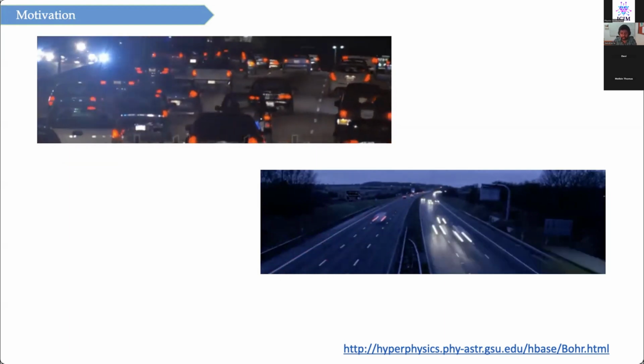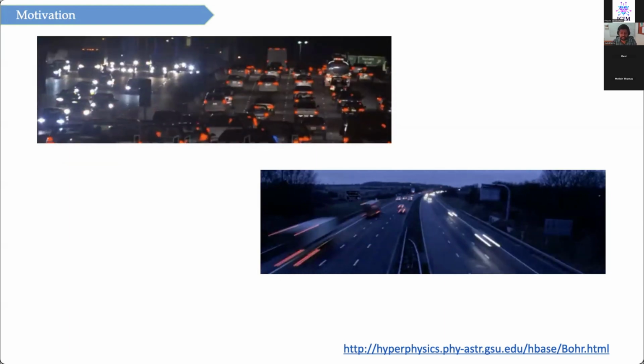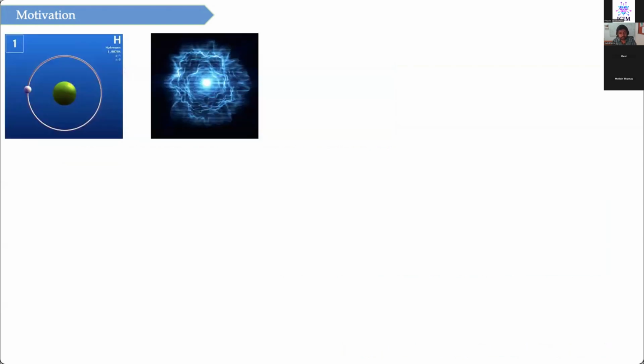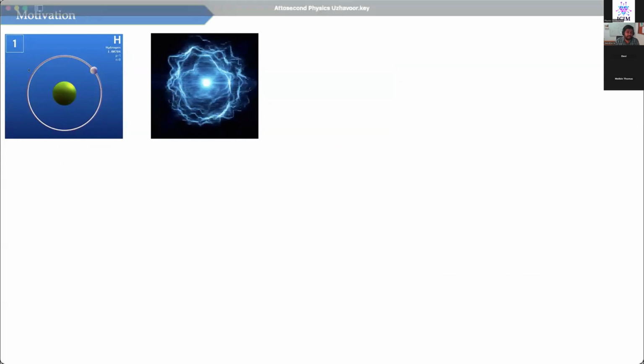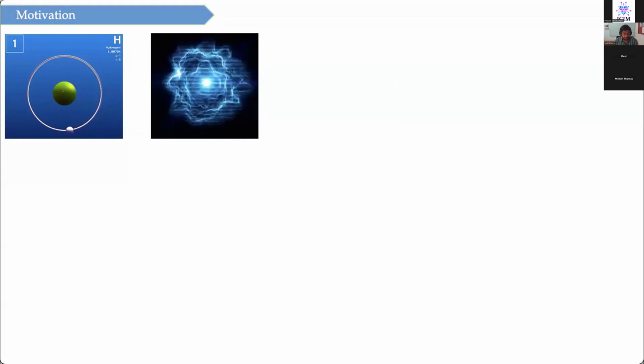Now, what does that have to do with physics or the science? I understand you are all familiar with the Bohr atom model, which is a classical model where you can consider the atom has a center, which is the nucleus, represented here by a green ball, and the electron is surrounding it in the Bohr orbital. Let's say this is the n equals 1 orbital for a hydrogen atom.